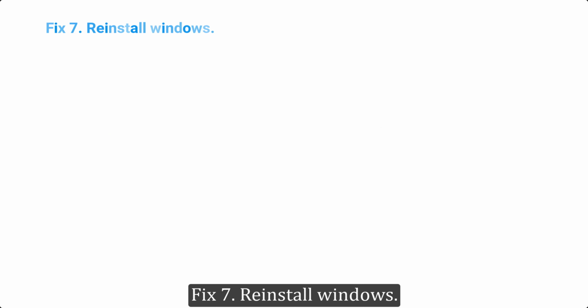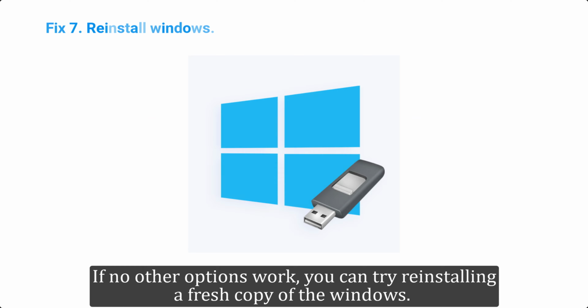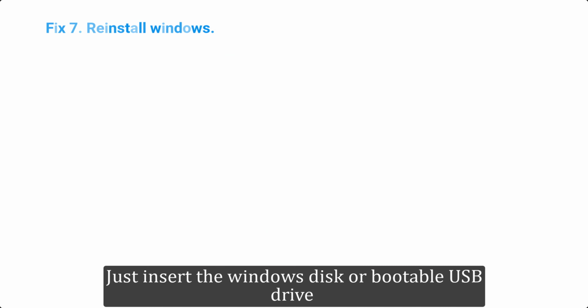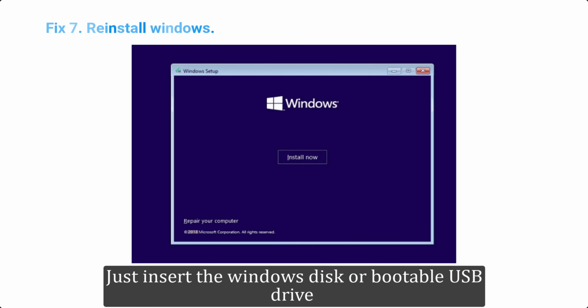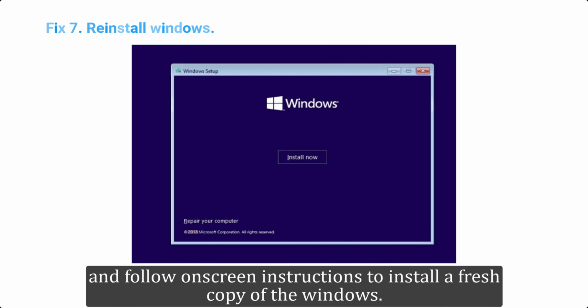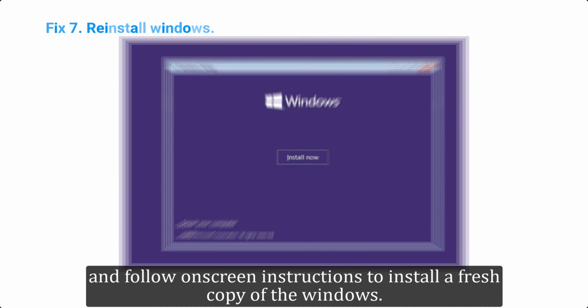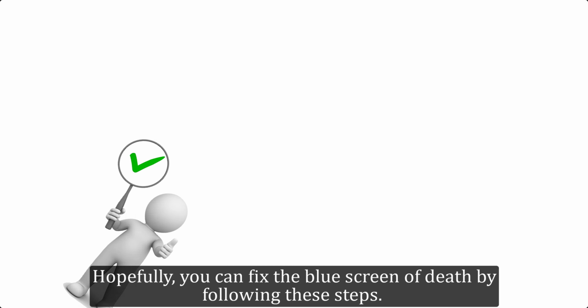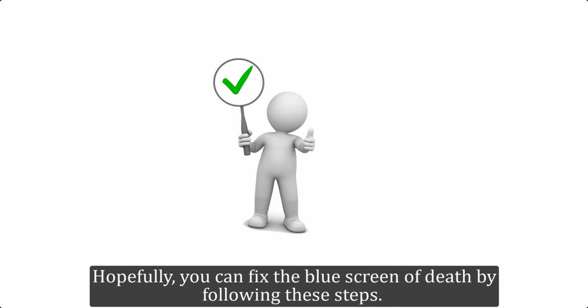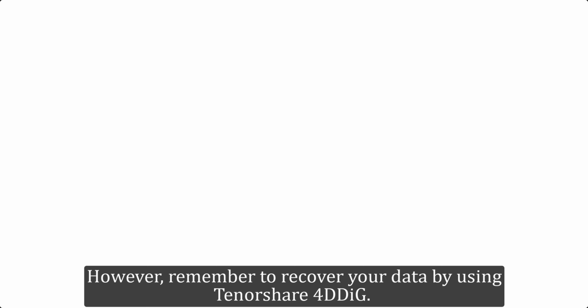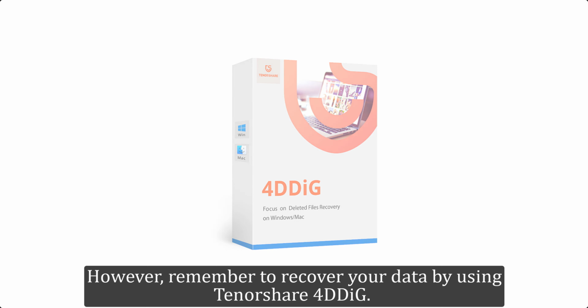Fix 7. Reinstall Windows. If no other options work, you can try reinstalling a fresh copy of Windows. Just insert the Windows disk or bootable USB drive and follow on-screen instructions to install a fresh copy of Windows. Hopefully, you can fix the blue screen of death by following these steps. However, remember to recover your data by using Tenorshare 4DDiG.